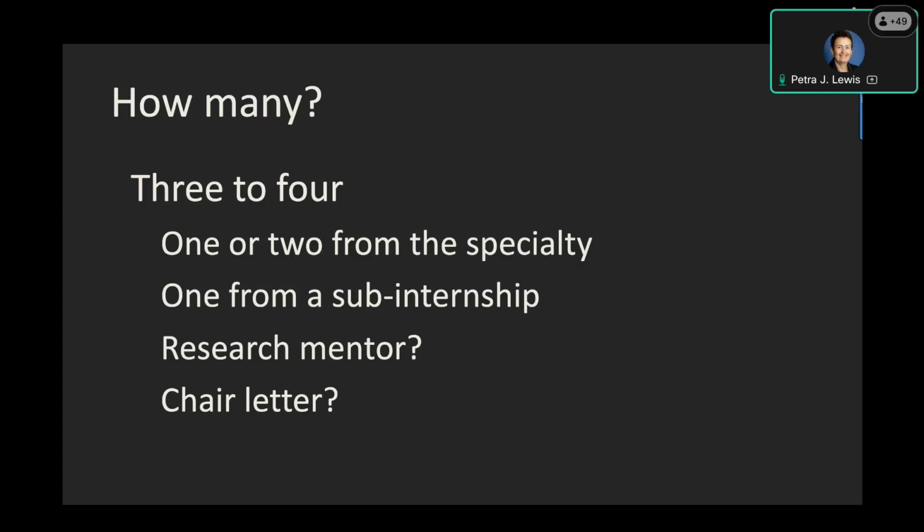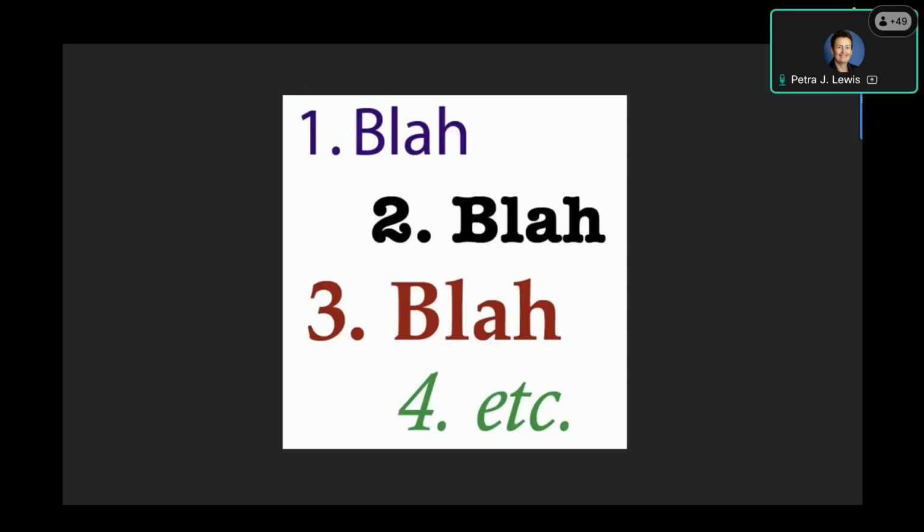Chair letters, we don't really find any help whatsoever in radiology because chairs don't know you. So they're just going to reiterate your CV and we can read that for ourselves. So some specialties you do need chair letters, but not for us. All right, so many of these unfortunately end up being very kind of generic.